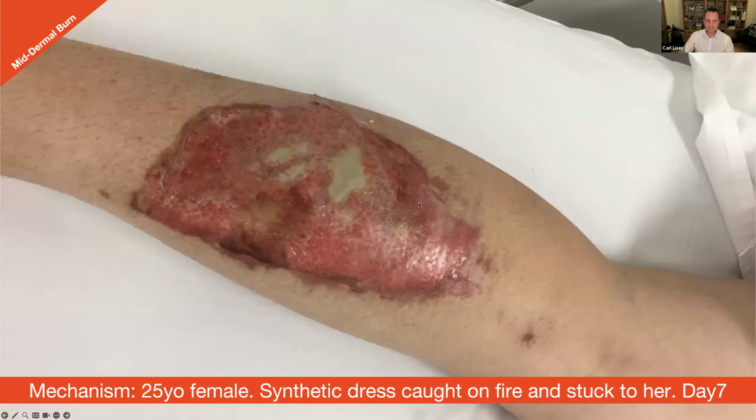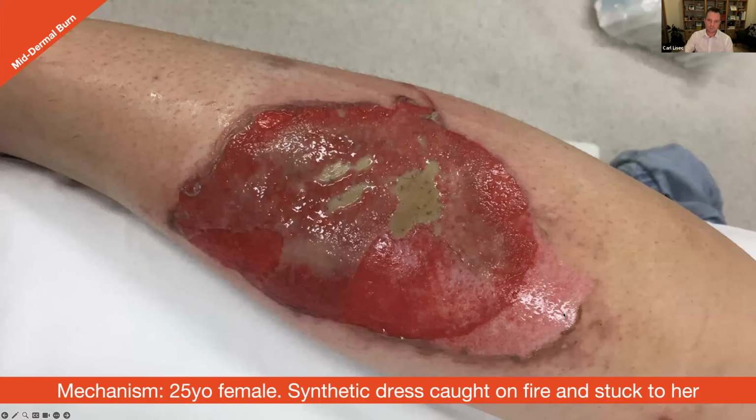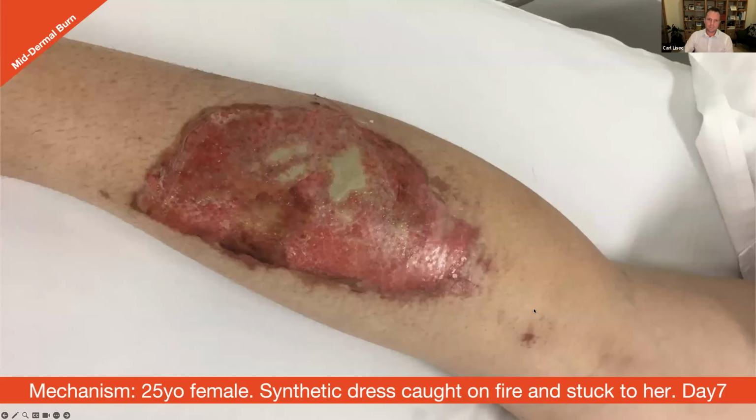And then this is day 7, so this is a week later. And you can see that it all makes sense now in terms of the different depths of burn. Up here, I'll just draw your attention to the bit that was superficial partial thickness at the start. It's actually healed by day 7. You can see that dry, shiny appearance. That's actually new epithelium, so that part of the wound has re-epithelialized.